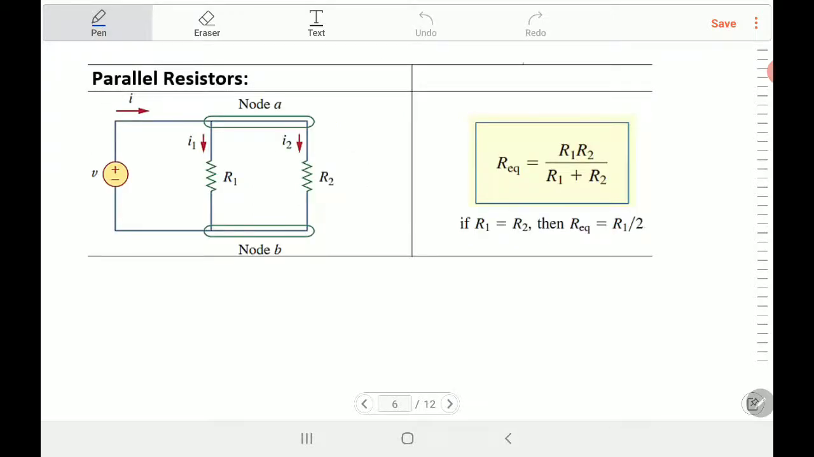Okay. What happens now if we have resistors in parallel, like this one, R1 and R2. To find the equivalent, if you have only two resistors, this is a special case here. You multiply R1 and R2 and divide it by R1 plus R2. That will give you the value of the resistance. You multiply, divided by the sum.